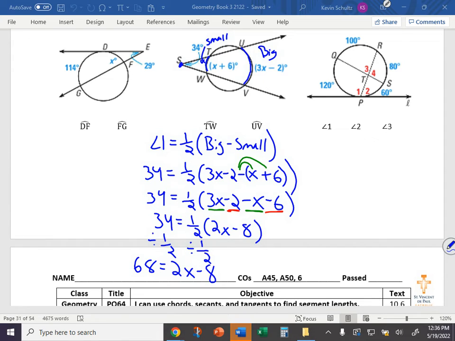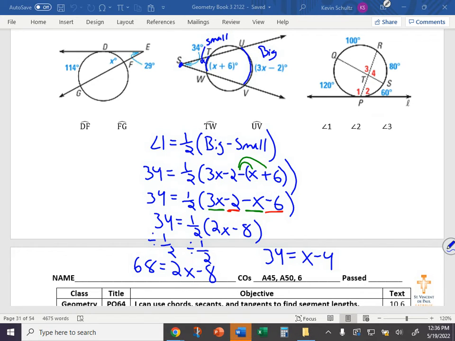What's my other option? If I didn't want to divide by a half, what else could I do? Yes, say it. Distribute the half, right? If I do that, then my 34 doesn't change because I didn't move anything over, but my expression in parentheses becomes x minus 4. Half of 2x is x, half of negative 8 is a negative 4. I get 38 for both answers here.